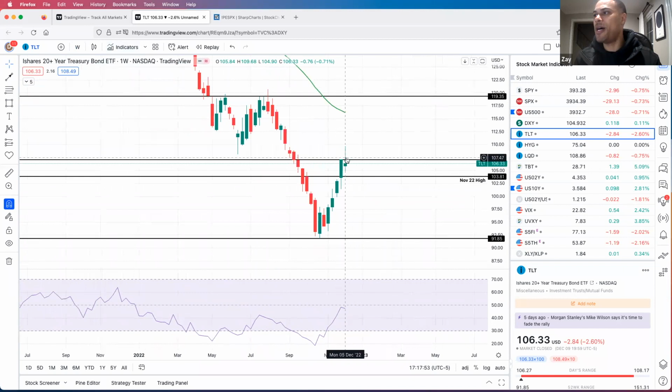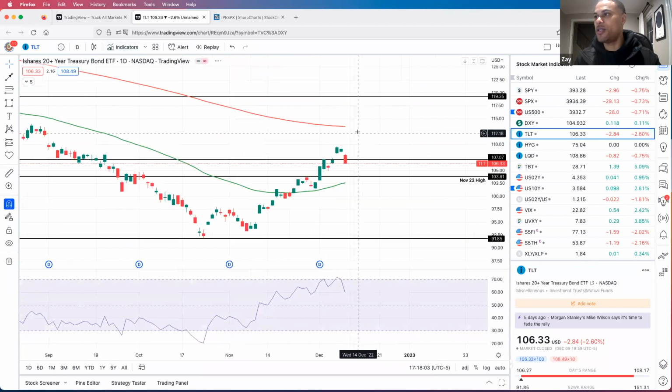So if we look at the bonds, it did go above what my target was. I said we were getting to some resistance at this 107. I had a target of 108. We did get up. This is a weekly, so let me go to a daily.